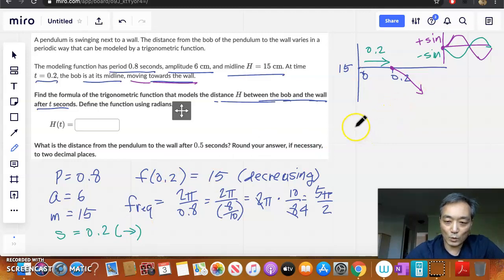Now we're going to incorporate the phase shift and write the function. Our f of t is equal to, it goes down first, so it's going to be a negative 6. Let me run out of space here, so let me erase this and start a little more to the right.